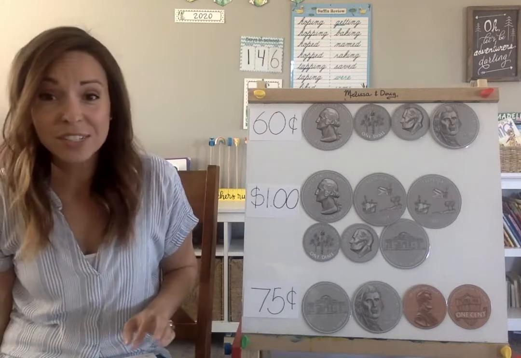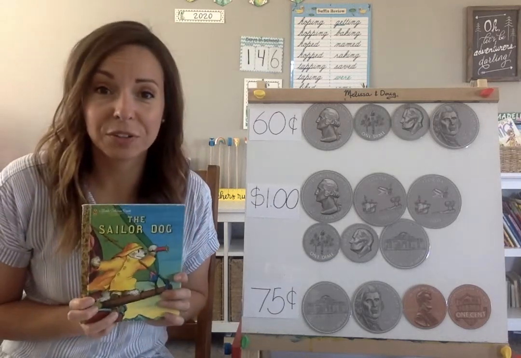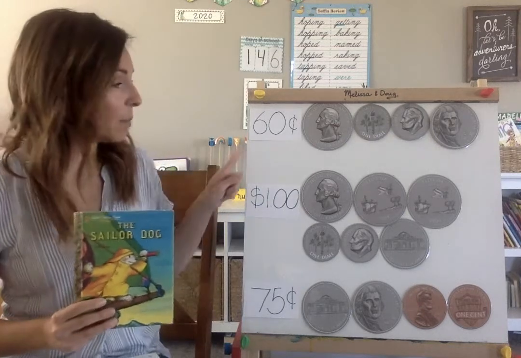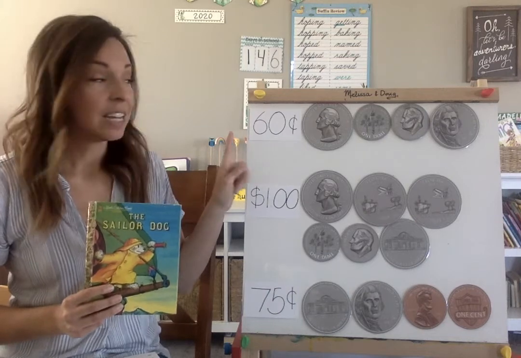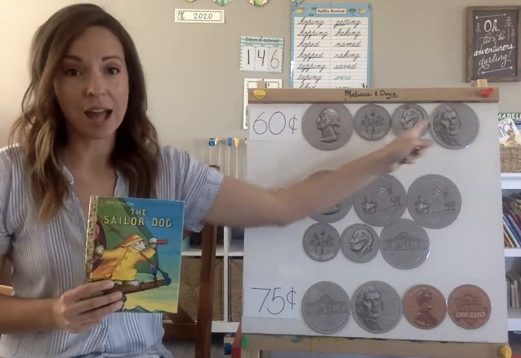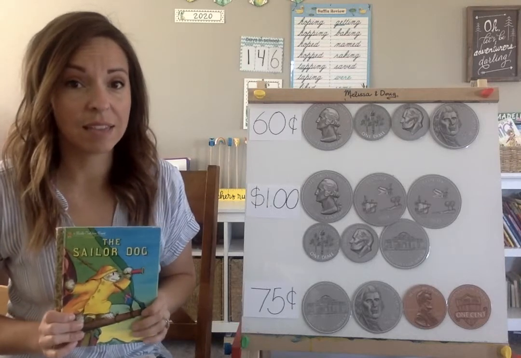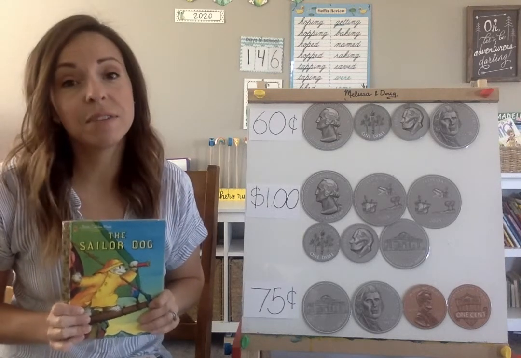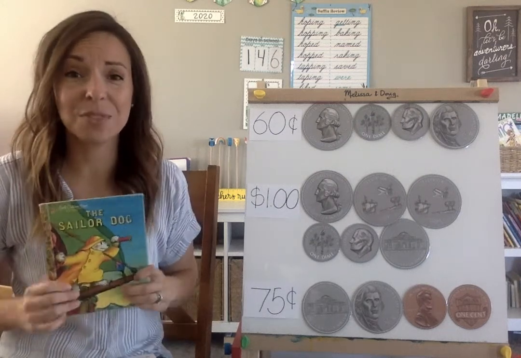So here's the first thing I would really like to buy. I love this book, The Sailor Dog. Now, this book is how much money? That's right, it's 60 cents. Now, this is how much money I have. So I want us to count that money together to see if I have enough money to buy the Sailor Dog. Okay, so I want you to count with me.